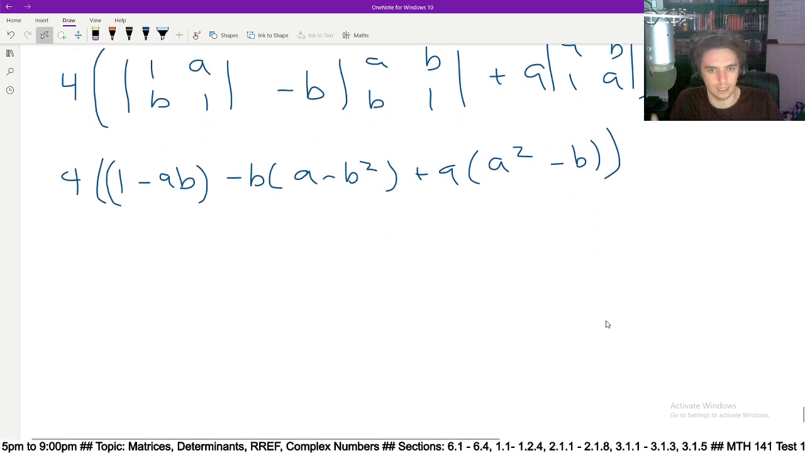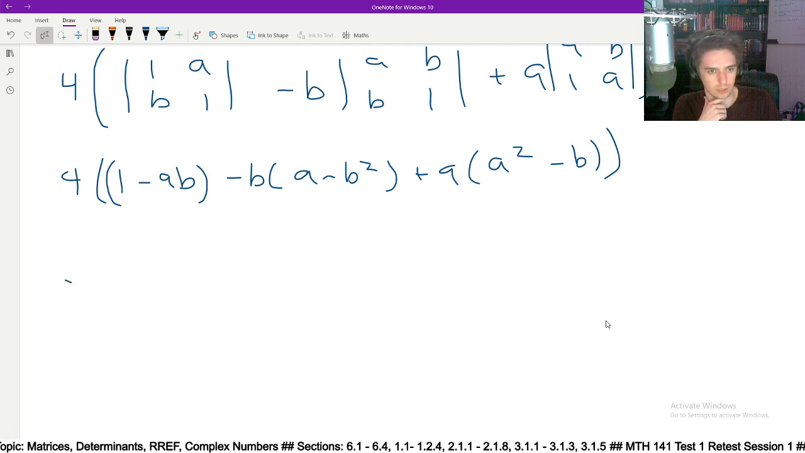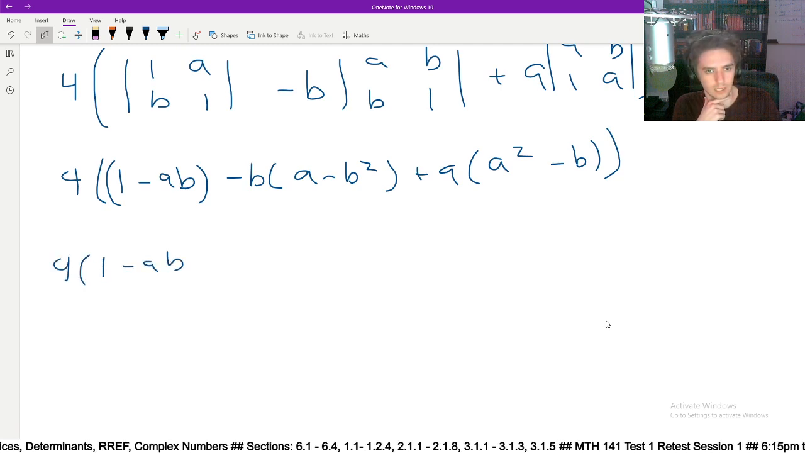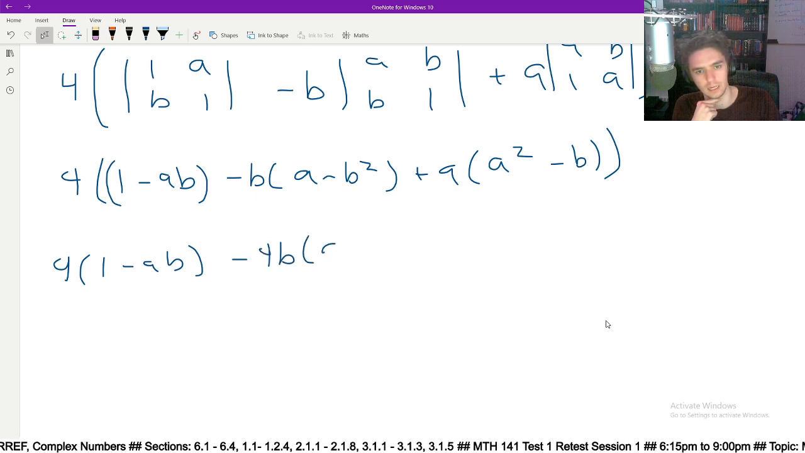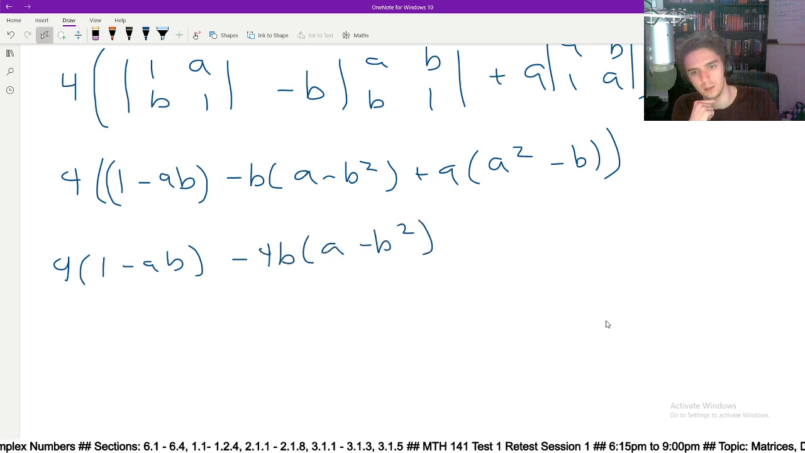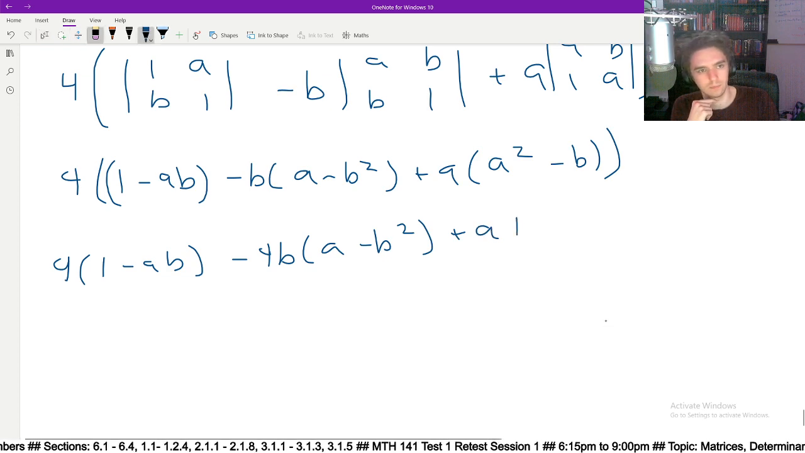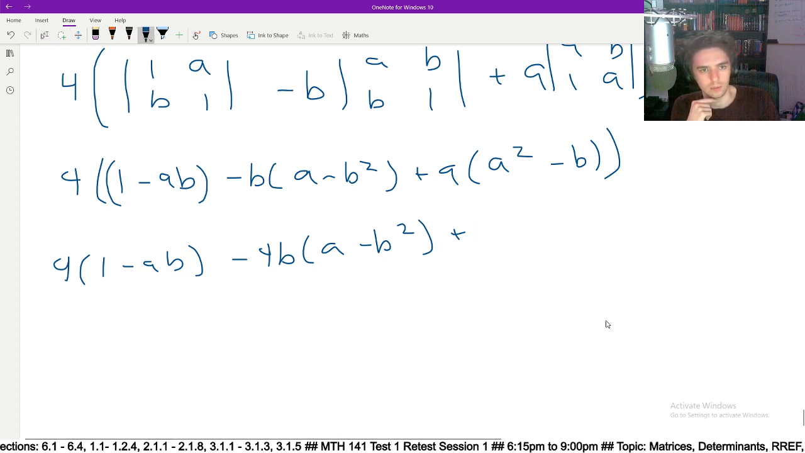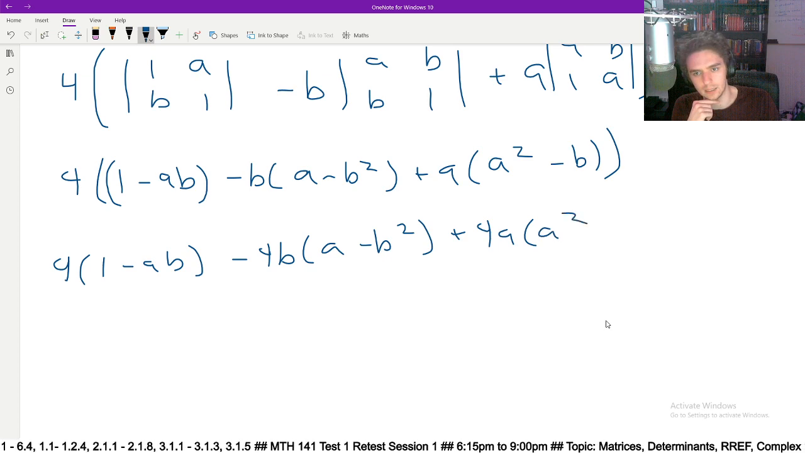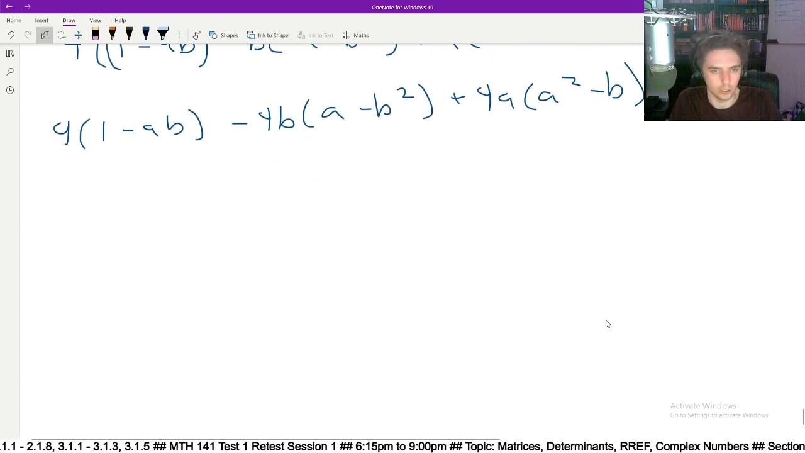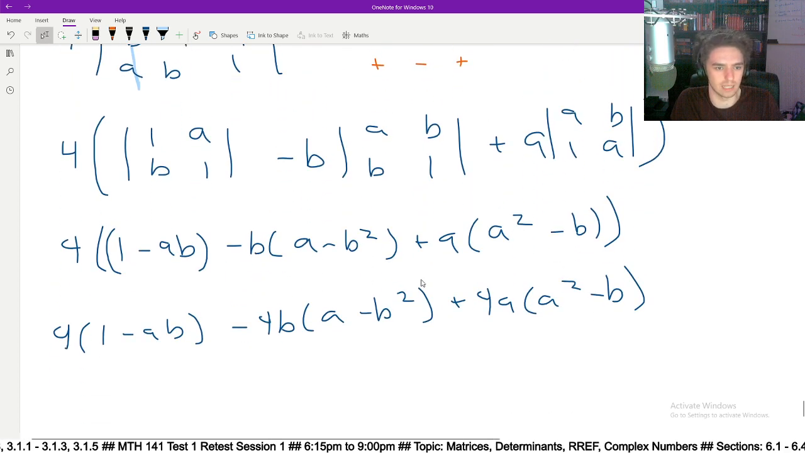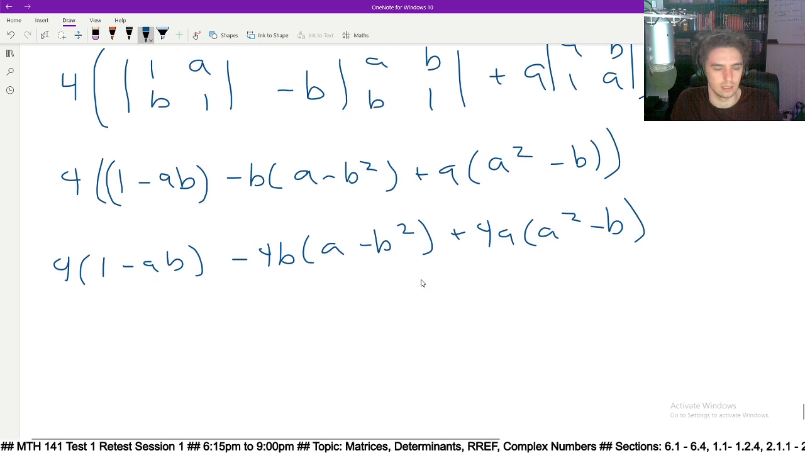So 4. And I'll move the 4 in. Actually, I'll just turn it into an expression. So it's 4 times 1 minus AB minus 4B times A minus B squared plus 4 times A squared minus B. Okay, and so now I could stop at this line, pretty much. This is the determinant, but if you want to be specific, I guess, simplify it more.